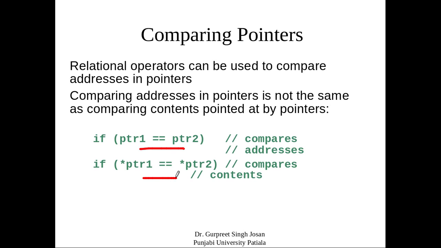Relational operators can be used with the pointer, but if you write pointer1 == pointer2, that will compare the addresses. But if you write *pointer1 == *pointer2, that will compare the content of those locations. So take care of these things: if you want to compare the content, you have to use the star operator, but if you want to compare the addresses, then you have to use the variable name without star.